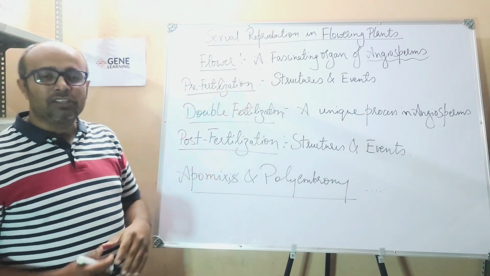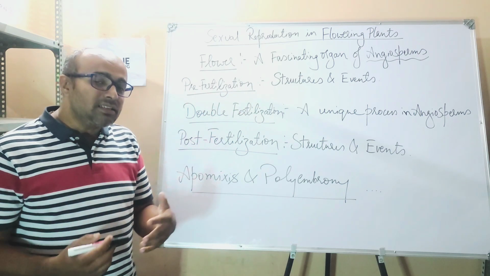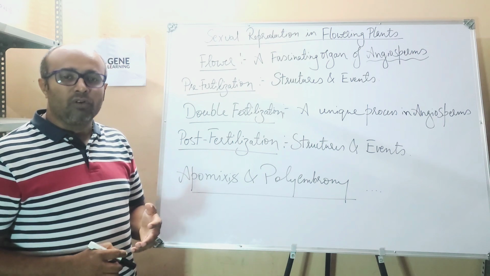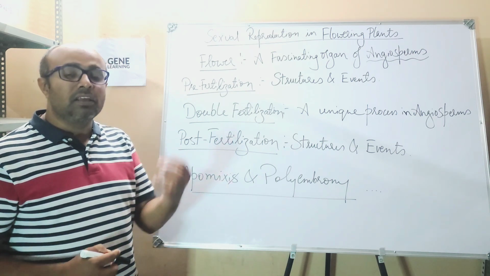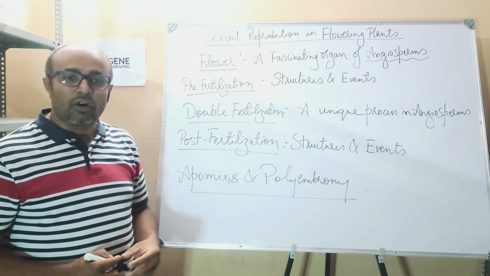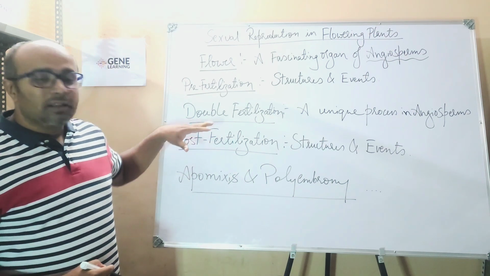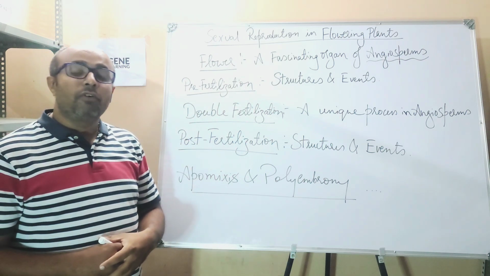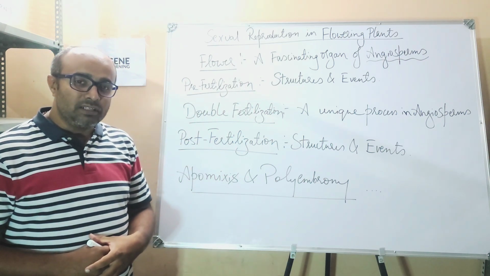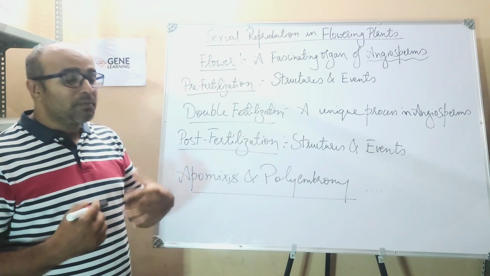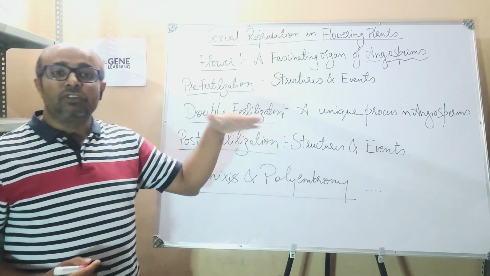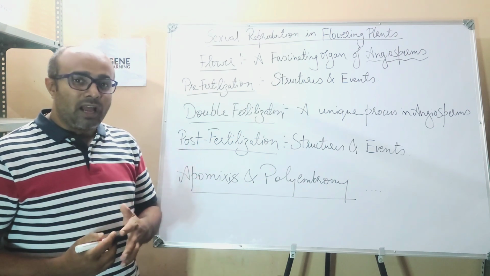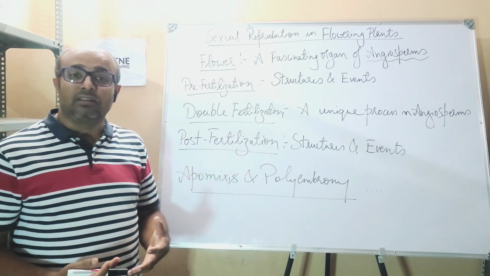Next, it's pre-fertilization structures and events. In this subtopic, we see what are all the structures involved and what are the events which take place for the formation of the inflorescence or the flower. Next, we'll see what are the things that are formed from the structures and events, and from there the fertilization which takes place after pollination. And what is double fertilization?